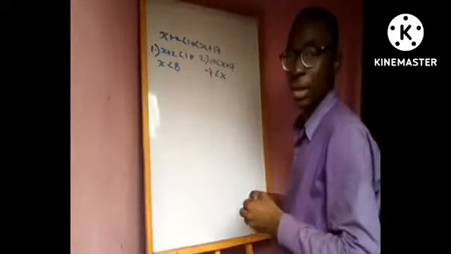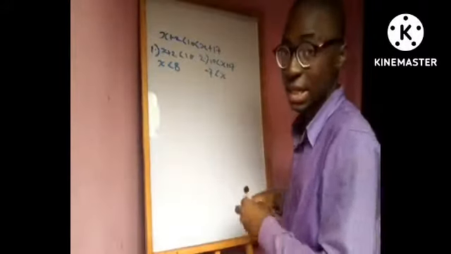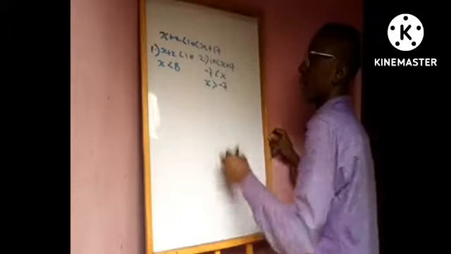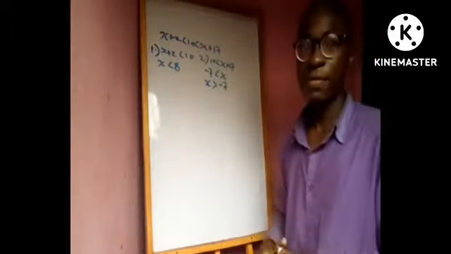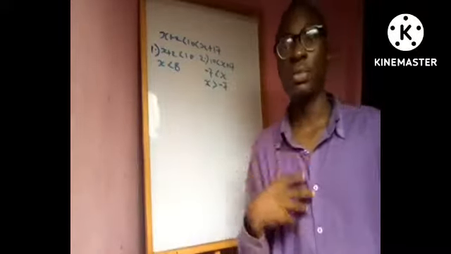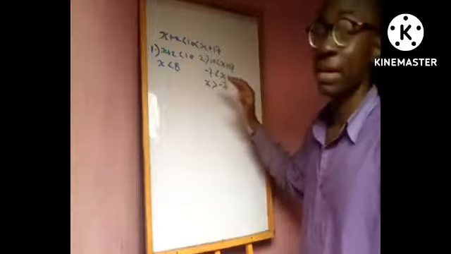Now if minus 7 is less than x, that means x is greater than minus 7. So that's how it works. It's just like if I'm older than you, then you are younger than me. So if minus 7 is less than x, that means x is greater than minus 7.